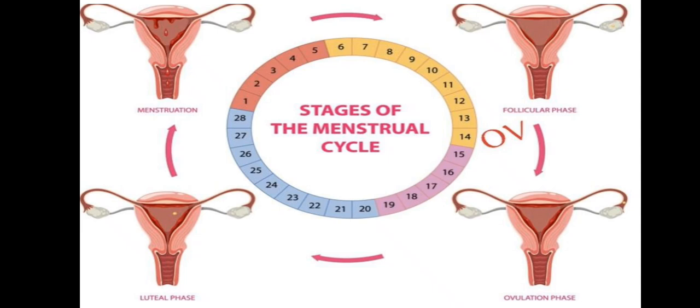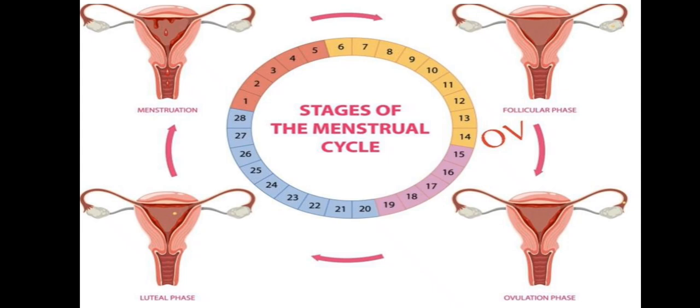Then another thing that should also make you understand how safe days work is this: if the ovum is ovulated at day 14, how long can it survive after ovulation? The answer is about 12 to 24 hours. So it's about half a day to one complete day.